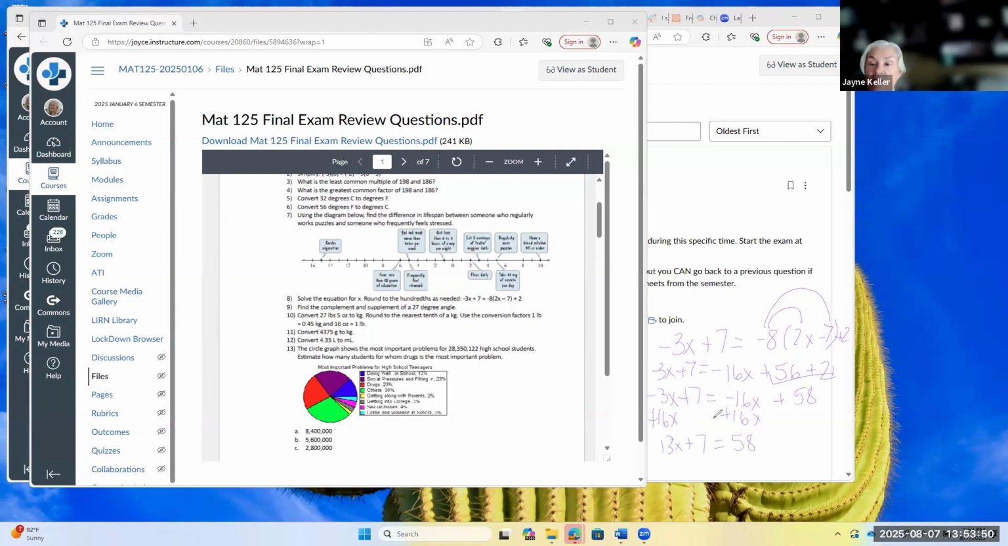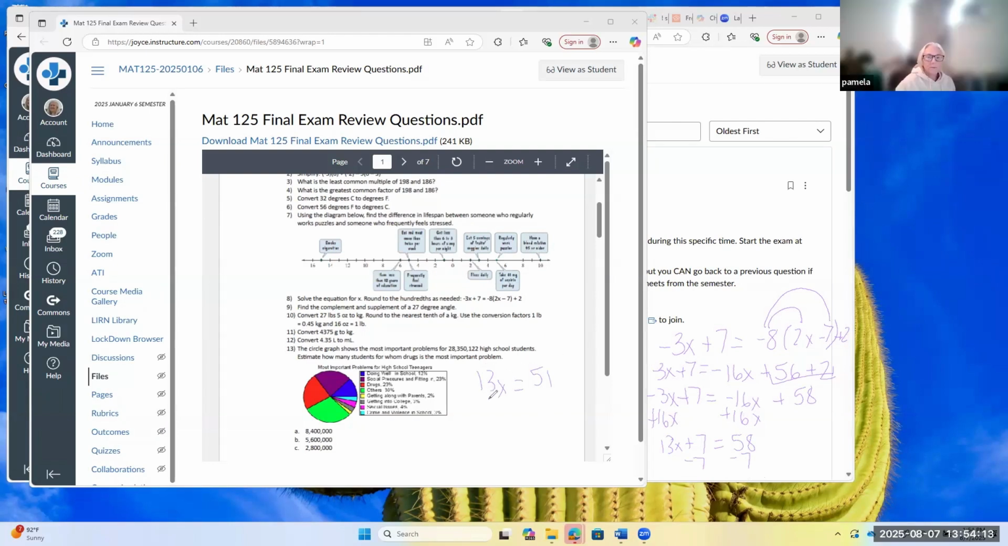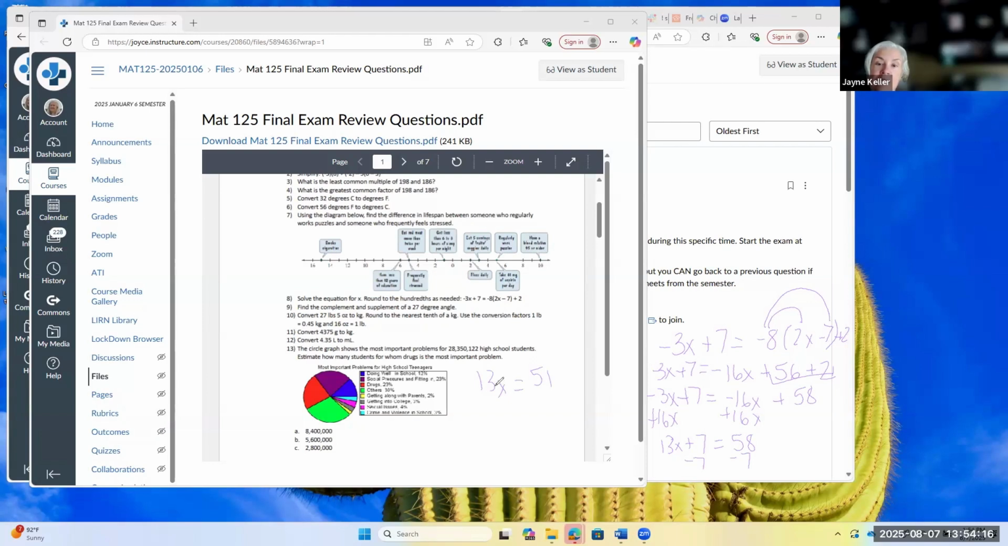And now I want to get rid of the 7 here. The opposite of add 7 is subtract 7. So I end up with 13x, the 7's cancel, and then I have 51. And then I have one more thing I have to do. What's that? When you want the x by itself. Yes. Here I have 13 times x, so I'm going to divide by 13. So the 13's cancel, and I just have x over here.